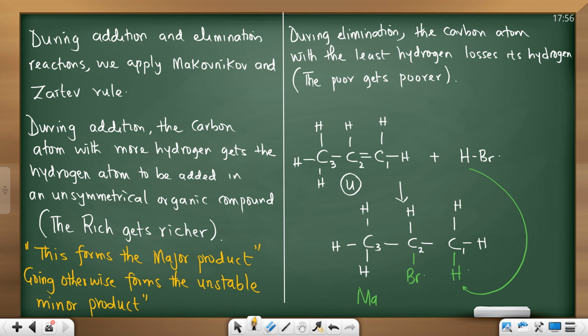I want to do the Zaitsev now. Elimination. Just give me a thumbs up if you are okay with how I added the H and the BR. The rich gets richer.